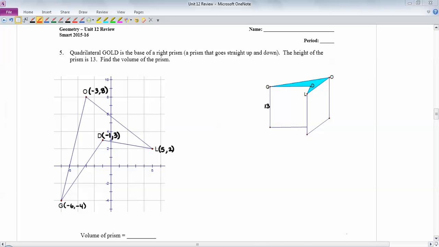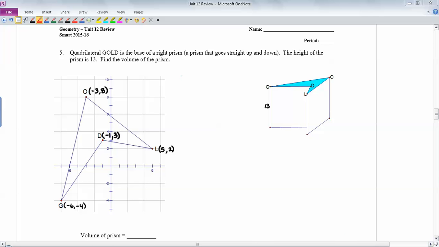Okay, number 5. We got quadrilateral gold, and the coordinates are listed on the diagram. It says it's the base of a prism that goes straight up and down, a right prism, and the height of the prism is 13. We have to find the volume.